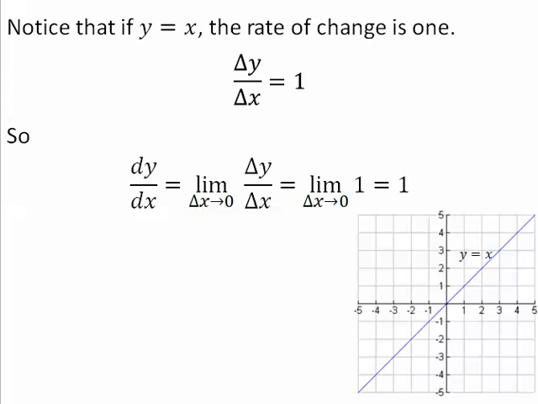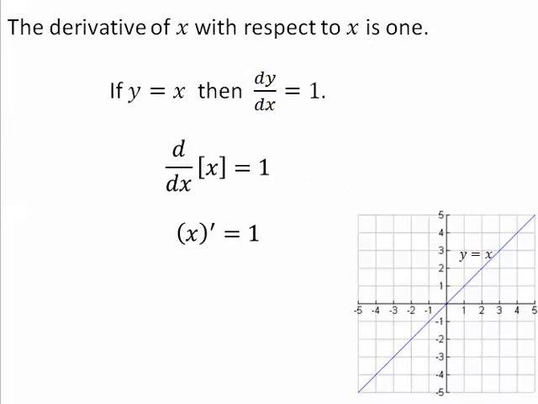Notice if y equals x, the rate of change is 1. Rise over run will always be 1. So the limit of rise over run is just the limit of 1, which is 1. So if y equals x, then dy dx equals 1. Another way of saying that is the derivative of x with respect to x is 1, or x prime equals 1.